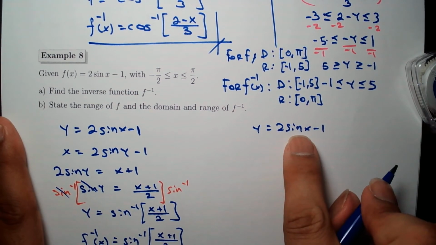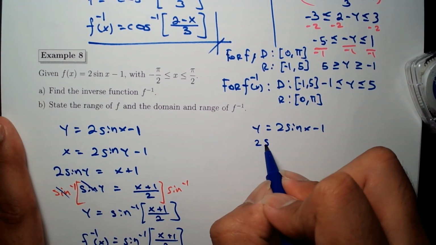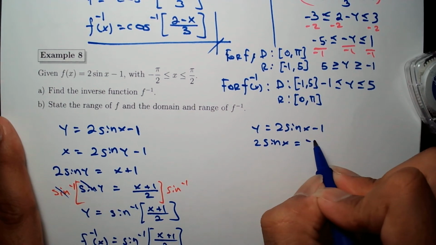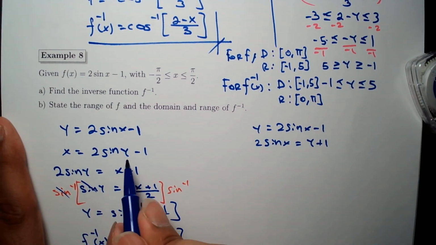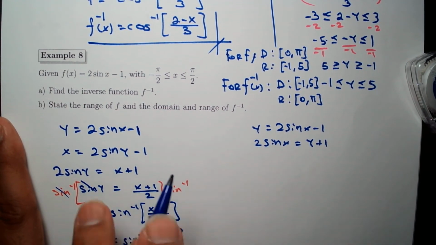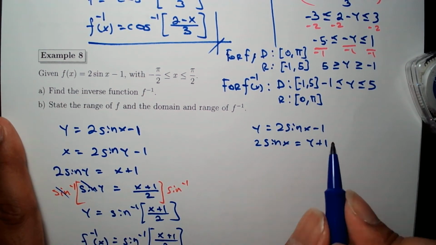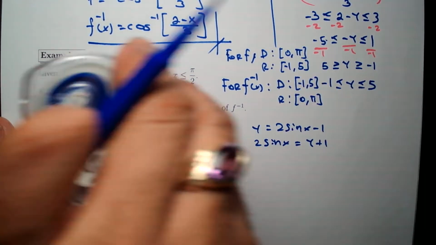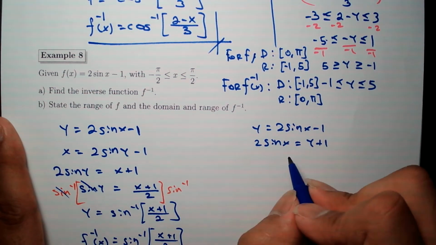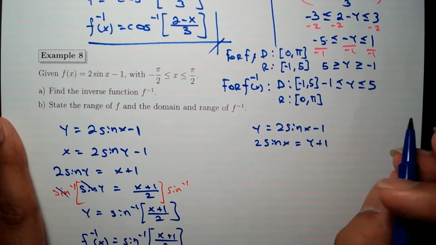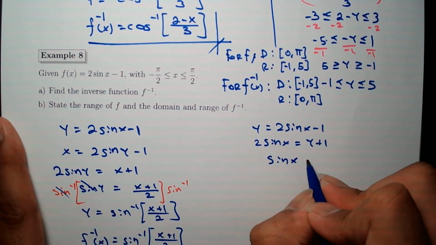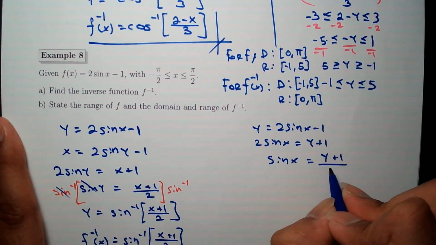I'm going to solve for the sine function. So in this case, 2 sine of x equals y plus 1. And again, I'm not interchanging x's and y's because I'm not finding the inverse. I'm trying to find the range of the original function, which is going to be the domain of the inverse function. So sine x will be (y + 1)/2.